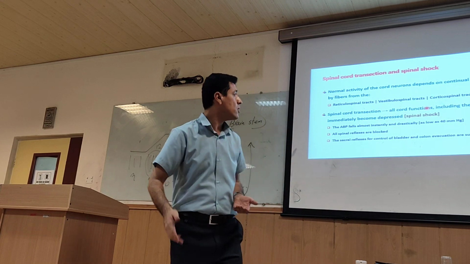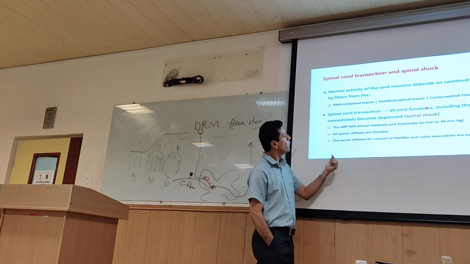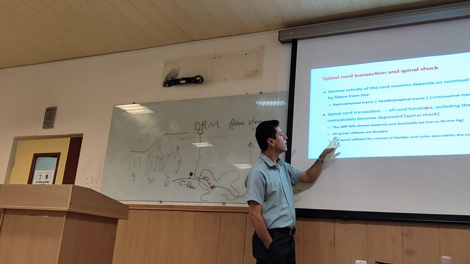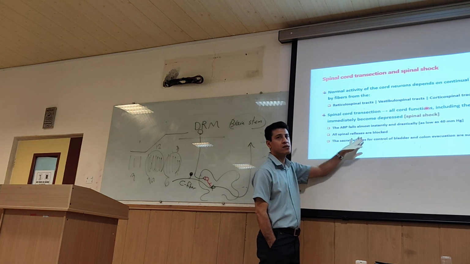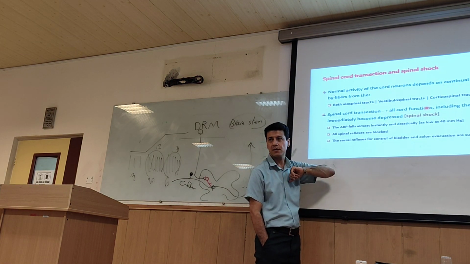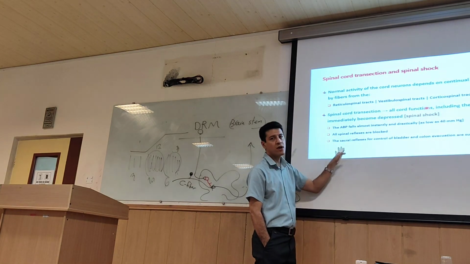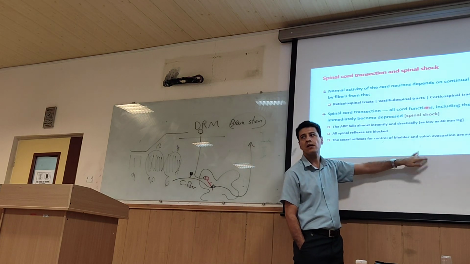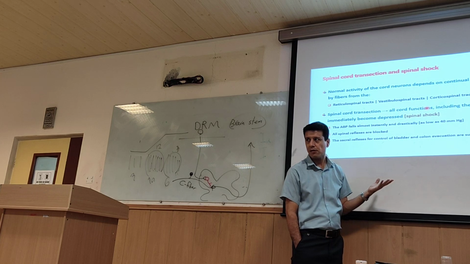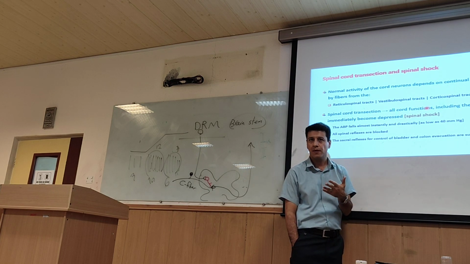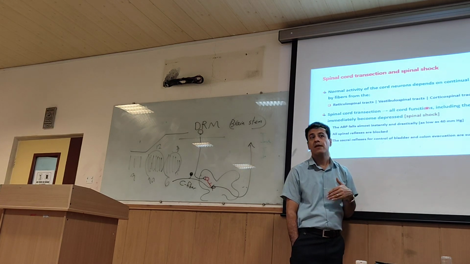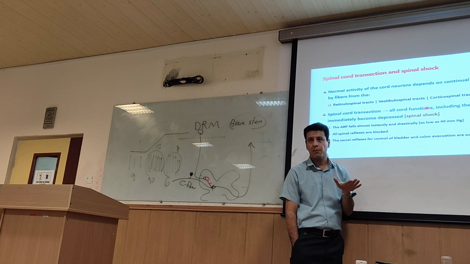So in the spinal shock, several things happen. One, arterial blood pressure falls down. Two, all the spinal reflexes are blocked below the level of the cut. Three, sacral reflexes for urination and for defecation are lost. So the patient cannot control urinary system, cannot control defecation, doesn't have any control on these, right? There is no reflex.